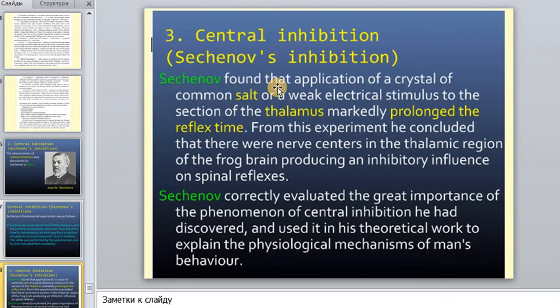And then we place a crystal of salt. Here Sechenov found that application of a crystal of common salt or a weak electrical stimulus to the section of the thalamus immediately prolonged the reflex time. From this experiment he concluded that there were nerve centers in the thalamic region of the frog brain producing an inhibitory influence on the spinal reflex.